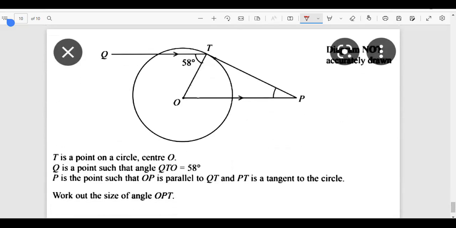So it says D is a point on a circle with center O. Q is a point such that QTO is 58 degrees. P is the point such that OP is parallel to QT and PT is tangent to the circle. Work out the size of OPT.